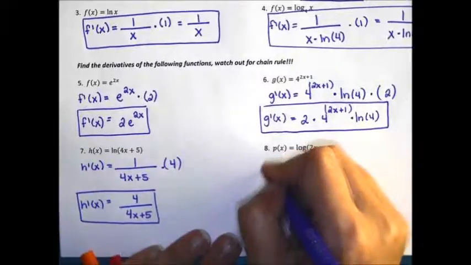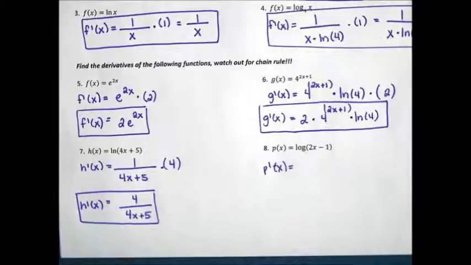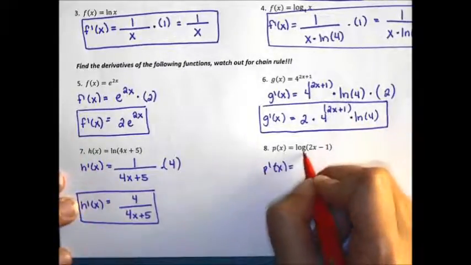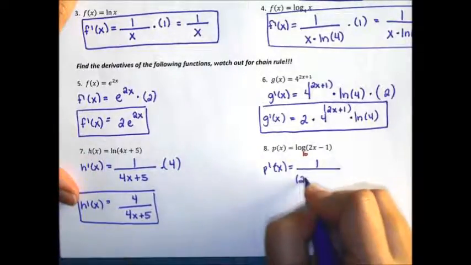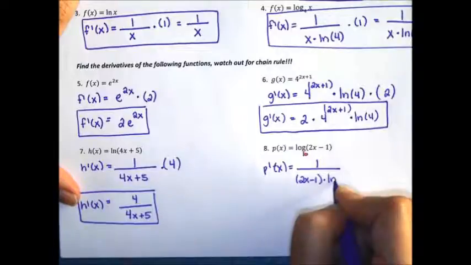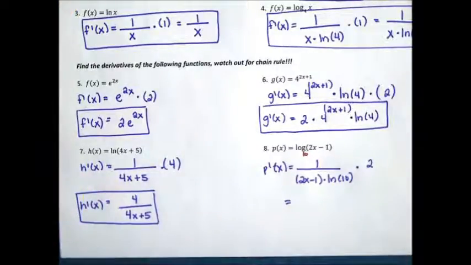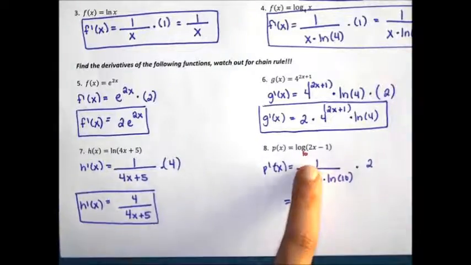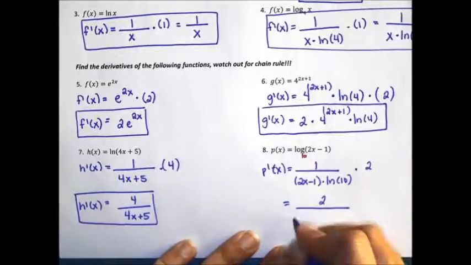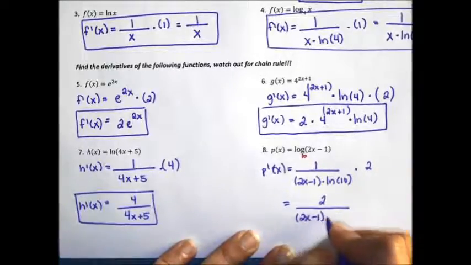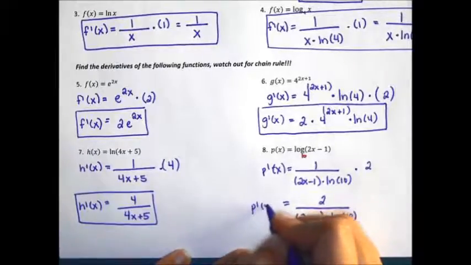Next, the derivative of a regular logarithm. Now this one's a little bit tricky because you can't see the base. If you can't see the base, it's a 10. We have 1 over the stuff times the natural log of the base times 2. And I'm not being crazy here. If you can't see a base, it's automatically a 10. So I would just write the 2 on the top, and I would have 2 over x minus 1 times the natural log of 10 is my derivative.